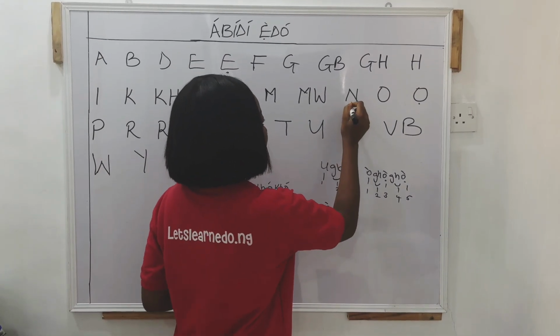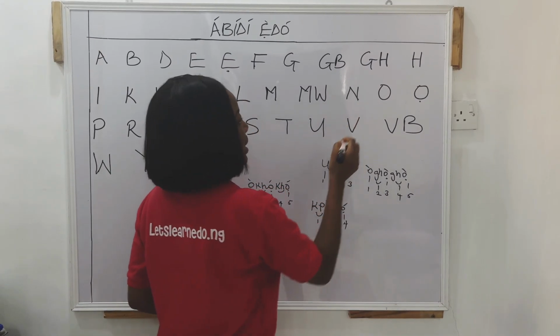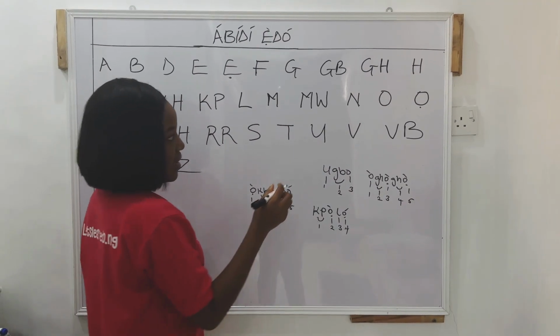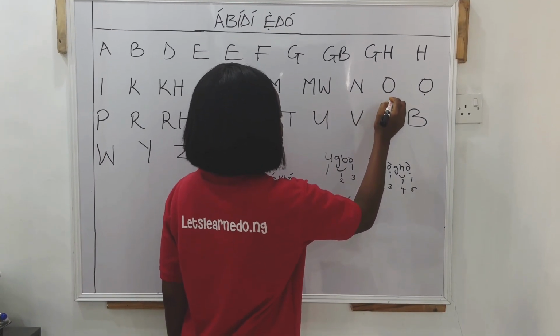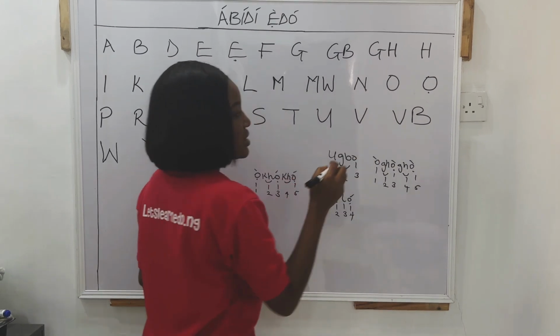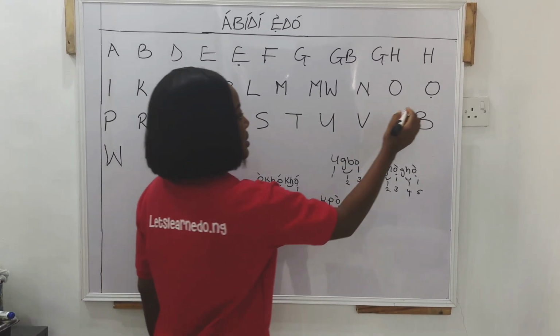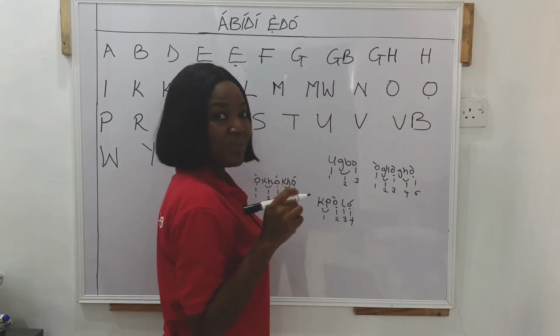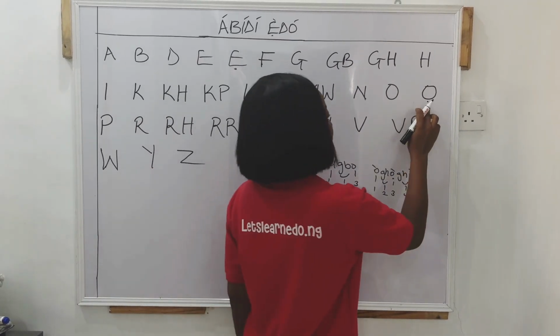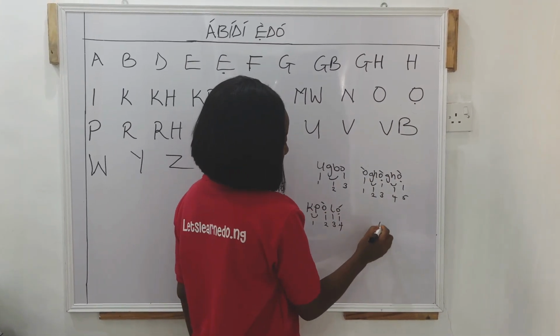And then we have N, Ona. The next is O, Osasu. The next is O. Now, this is where a lot of Edo people make mistakes. When they see O, they usually write it as O.